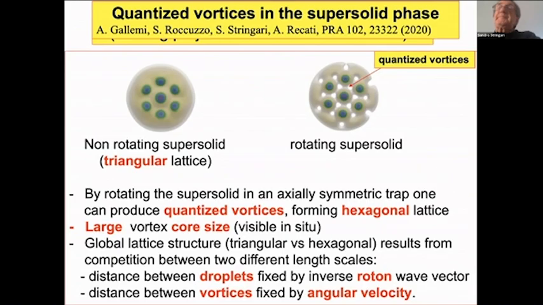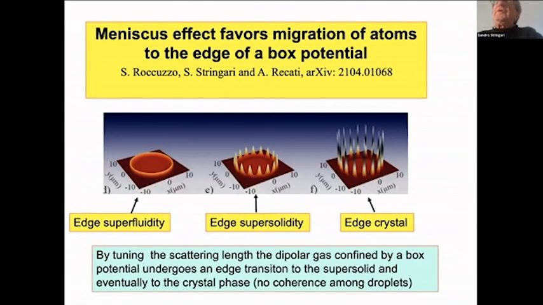I would like to mention the last work that we have written on these topics. Next slide. This is a very stimulating paper, I hope, that might stimulate new theoretical and experimental work. Because what we have found is that if you put these gases in a box potential, whereas the usual experiments are done in harmonic traps, then a new phenomenon takes place. This is a kind of meniscus effect that we understood and discuss in this paper. According to this effect, the majority of atoms, instead of remaining in the center of the box, try to go near the border, near the edge.